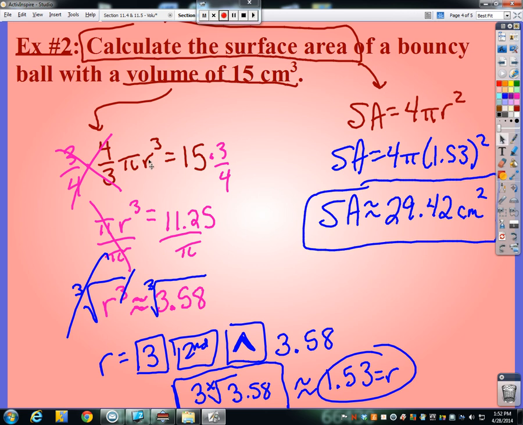Okay, so you can take volume, work it backwards to get the radius, then use the radius to work it forwards to get the surface area.